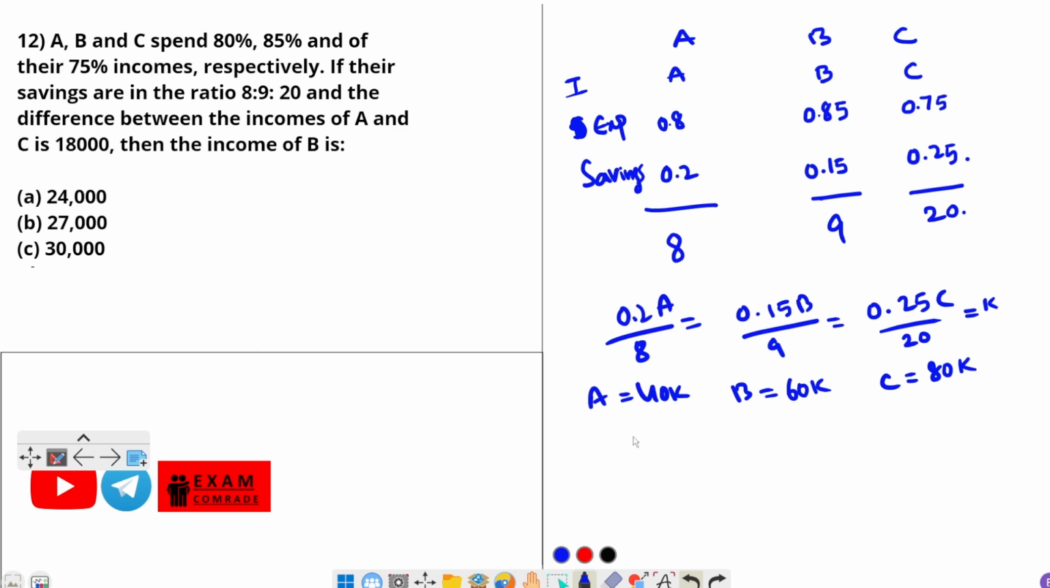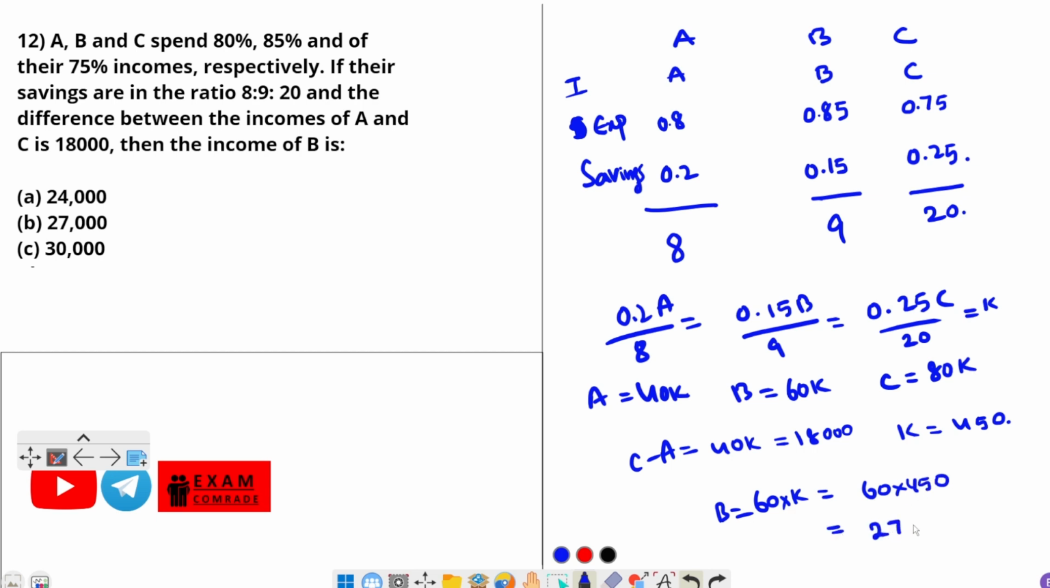It is given that the difference between the incomes of A and C is 18,000. So 80K minus 40K, C minus A, is equal to 40K. That is given as 18,000. So K is equal to 18,000 by 40, that is 450. Then we need to find the income of B. So B is 60K, that is 60 into 450, that is 27,000. So the option is B.